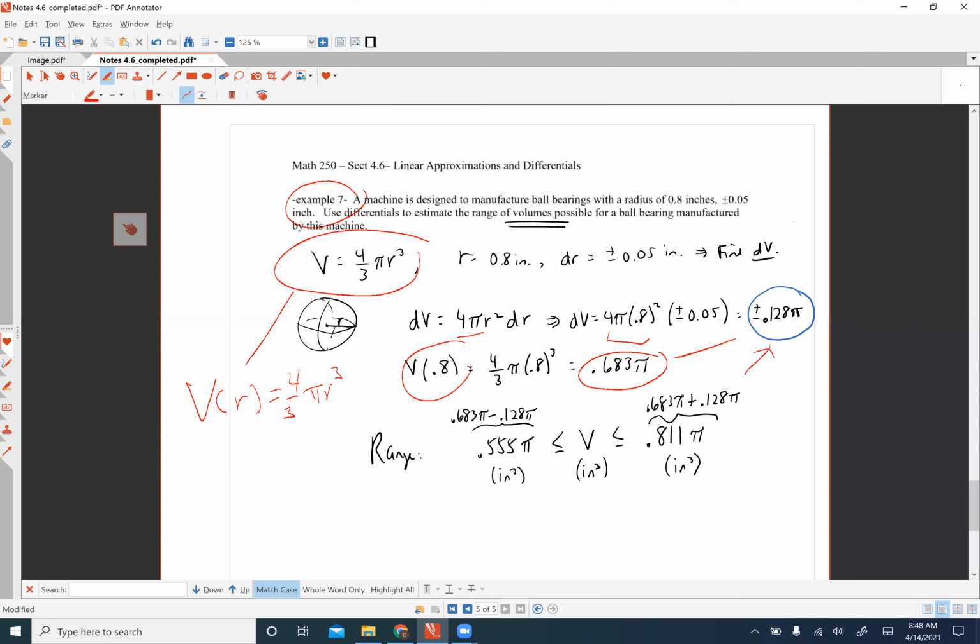Anyway, that's the end of this fun problem, and hopefully there are more fun problems to come.